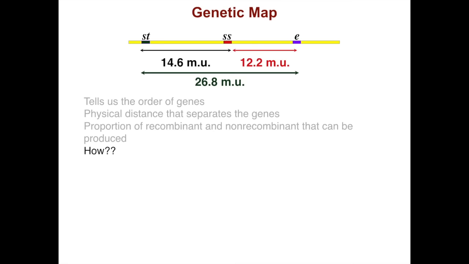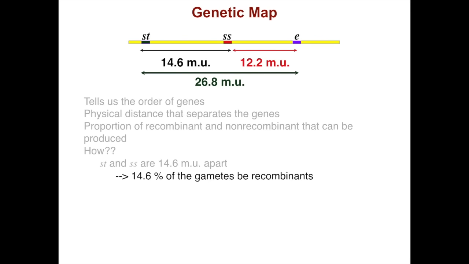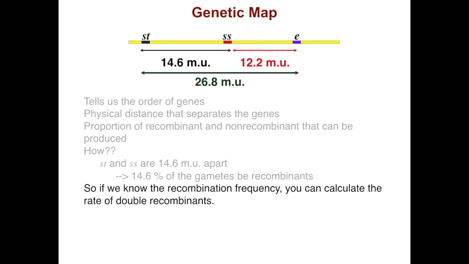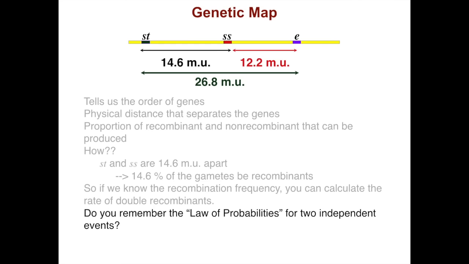So how do we do this? Scarlet and spineless are 14.6 map units apart. That means 14.6% of the gametes would be recombinants. So if we know the recombination frequency, we can calculate the rate of double recombinants. You have to remember the law of probabilities for two independent events to do this.